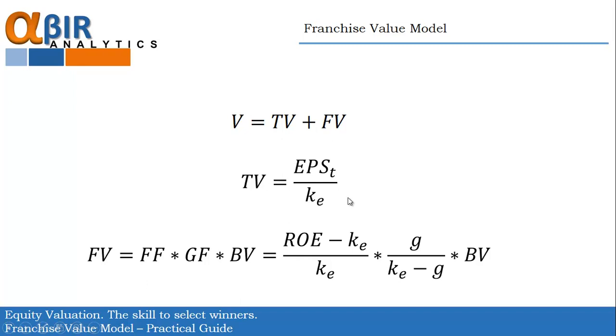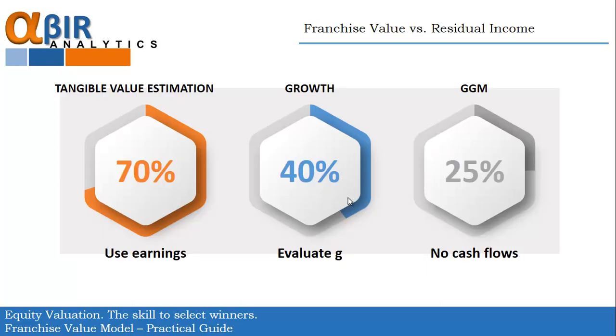Now, this model is very similar to the residual income model, so we're going to make a quick comparison between the two. The biggest difference is the estimation of the base value. If you remember, for the residual income model, as a base value we use the book value of equity. However, here as a base we use the current earnings per share of the company, with the assumption that they will repeat themselves in the future. The other big difference is that instead of forecasting residual incomes in the future, here we directly value the growth opportunities using the Gordon growth model.